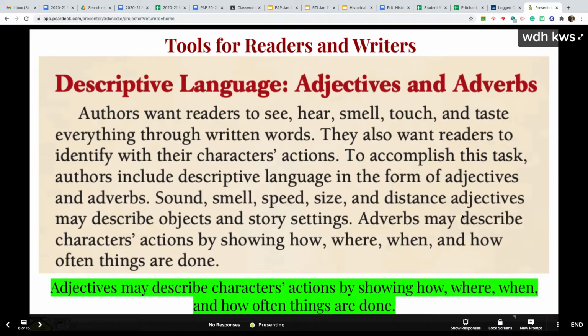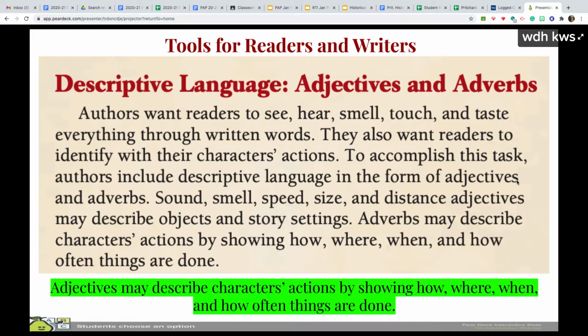Okay, descriptive language, adjectives and adverbs. Authors want readers to see, hear, smell, touch, and taste everything through written words. They also want readers to identify with the characters' actions. To accomplish this task, authors include descriptive language in the form of adjectives and adverbs.